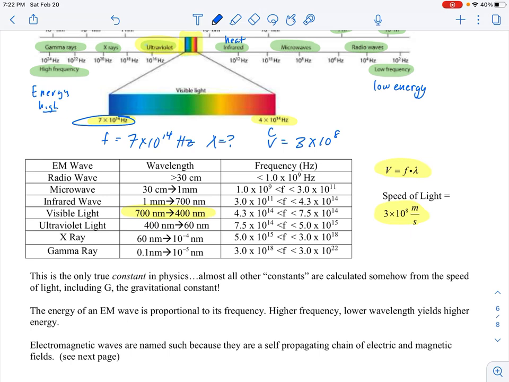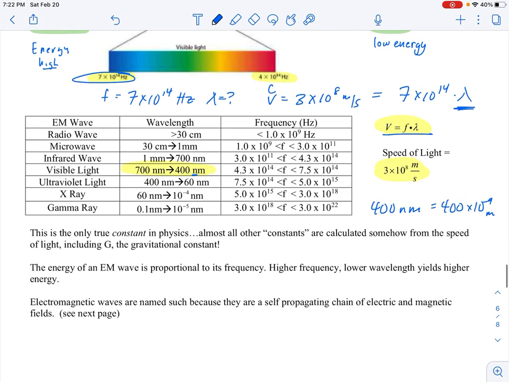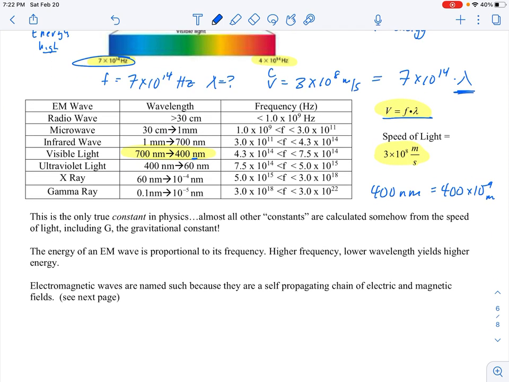But anyway, the speed of light is 3 times 10 to the 8th meters per second, and I could use this formula, velocity equals frequency times wavelength. Where the frequency I would plug in as 7 times 10 to the 14th, and the wavelength is unknown, and I could divide to get the wavelength of light. Just a reminder that nano, like 400 nanometers, means 400 times 10 to the negative 9th meters. Again, the energy of an EM wave is proportional to its frequency. Higher frequency and lower wavelength yields higher energy.